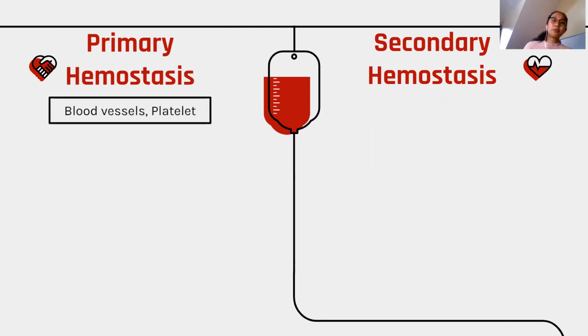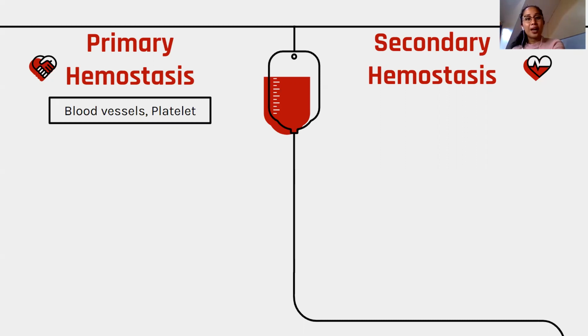Right. So class, the main actors in your primary hemostasis are your blood vessels and your platelets. Sa ngayon, mukha lang konti. But class, your blood vessels and platelets actually also secrete so many substances that help in the process of hemostasis. But the main actors in primary hemostasis are blood vessels and platelets.